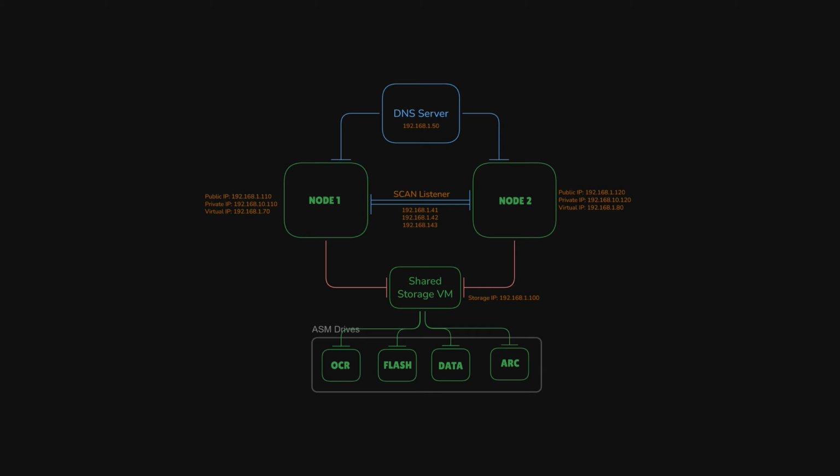So here's the infrastructure we'll be deploying. That's two nodes, node 1 and node 2. Each node will have a public IP, a private IP for cluster communication, and a virtual IP. We'll also require 3 available IPs in the same subnet as the public IPs to configure the scan listener for load balancing, a virtual machine for ASM storage, and these nodes would be running RHEL 8.10.